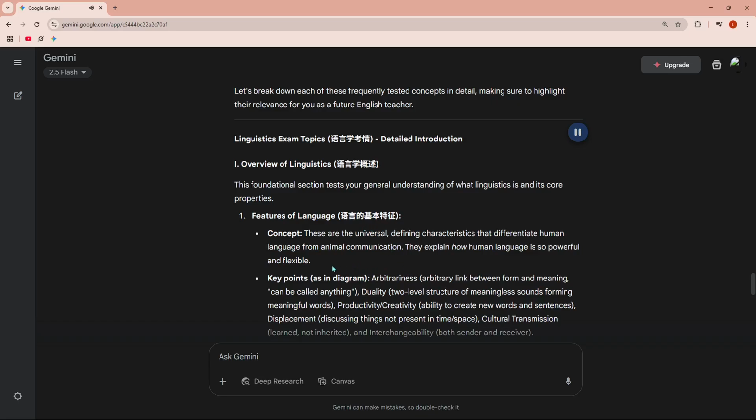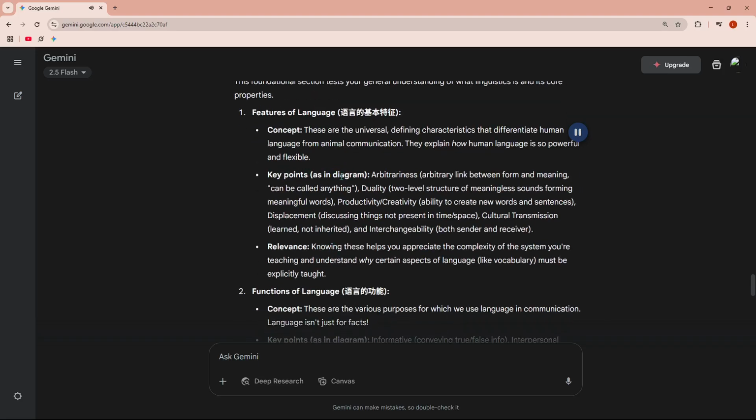Key points, as in diagram: arbitrariness, the arbitrary link between form and meaning, anything can be called anything; duality, the two-level structure of meaningless sounds forming meaningful words; productivity, creativity, the ability to create new words and sentences; displacement, discussing things not present in time or space; cultural transmission, learned, not inherited; and interchangeability, both sender and receiver. Relevance. Knowing these helps you appreciate the complexity of the system you're teaching and understand why certain aspects of language, like vocabulary, must be explicitly taught.